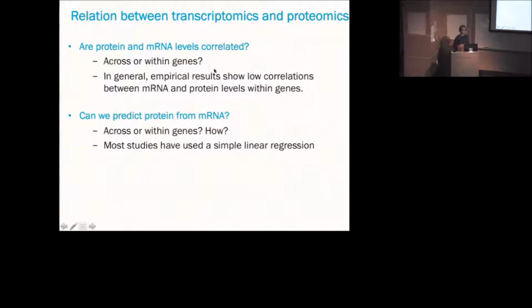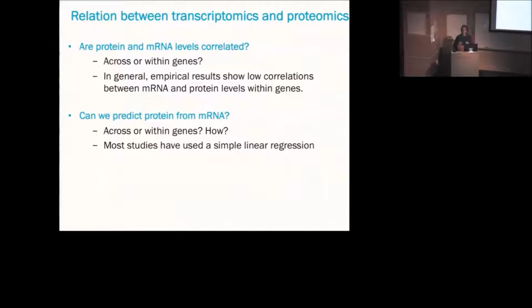that correlation across genes, or are we thinking of that correlation within genes? And both are legitimate questions, but they will answer different biological questions as well. So in general, very low correlations have been shown between protein and mRNA levels, both across and within genes, and that has stimulated even more studies in this area. And people are now trying to say, can we predict protein from mRNA levels? So even more than being related.